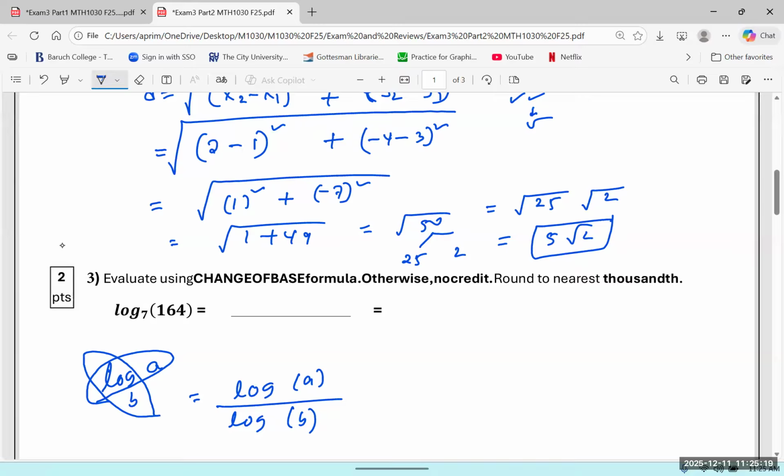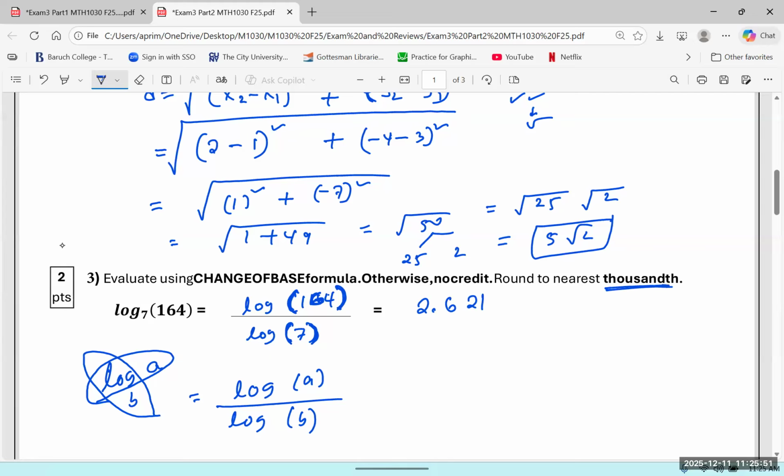Okay. So in here, we have log of 164 on the top and log of 7 on the bottom. And then you go to your calculator and punch log of 164 divided by log of 7, and make sure you put parentheses around both. 2.6 to 1. And it says round to the 1,000.